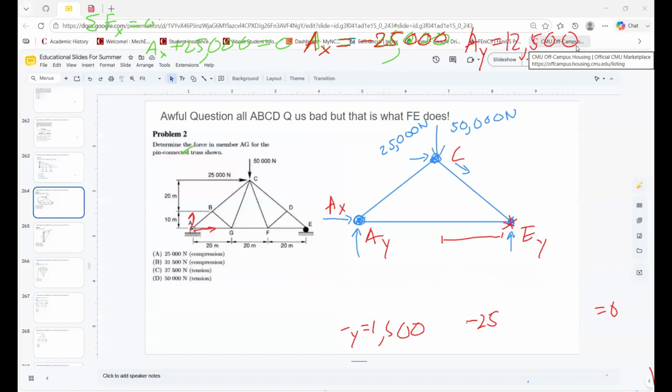And it's negative. Okay. Well, that's interesting. AX and AY? Yeah. 12,500 and it's upwards. So let's now cut this. Oh, I didn't mean to erase that. I meant to do this. I meant to cut this, cut this.